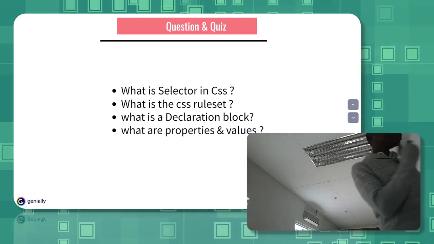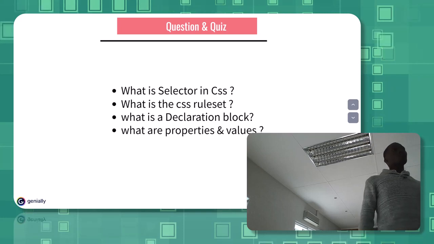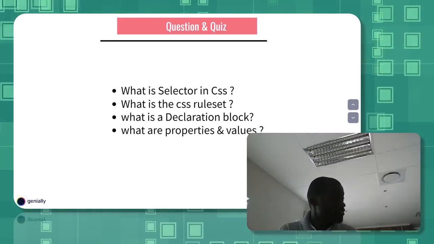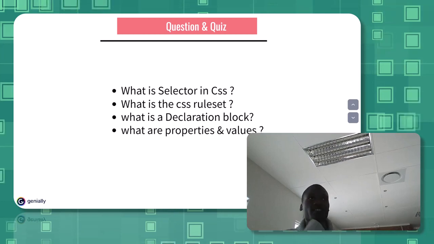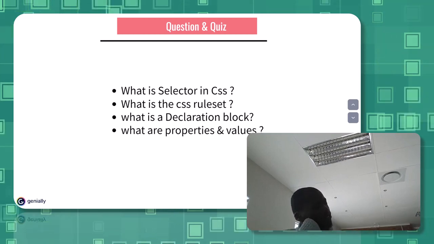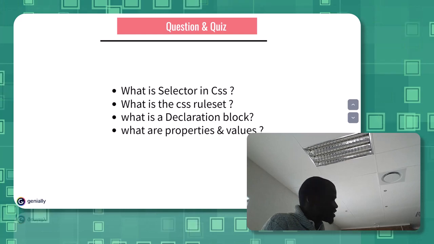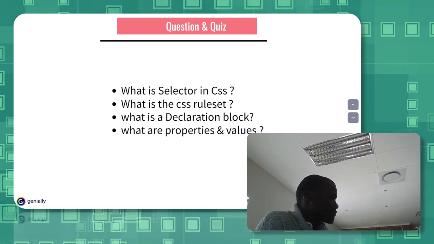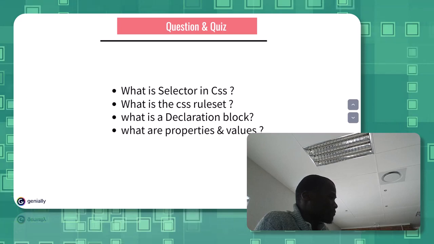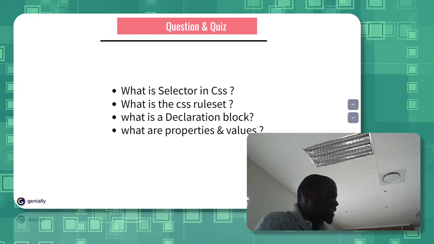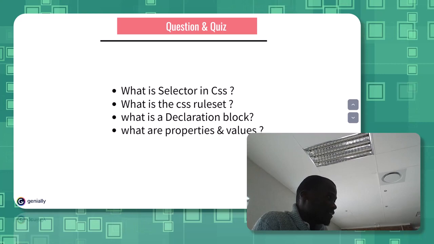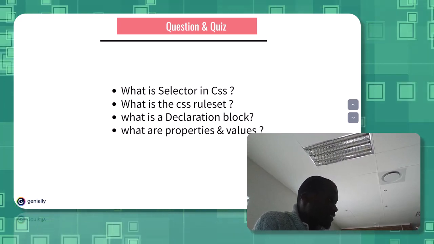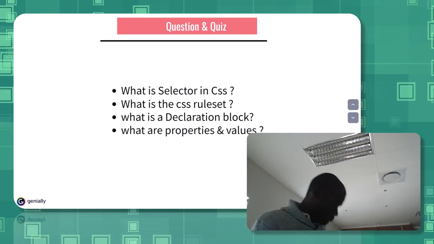So what is a declaration block? I just spoke about it right now. Those curly braces. Okay, what are properties and values in CSS? Anyone? Just try, guys. So if the thing you want to change is the font, the font is the property and the value would be 20 pixels. Did you all hear that?